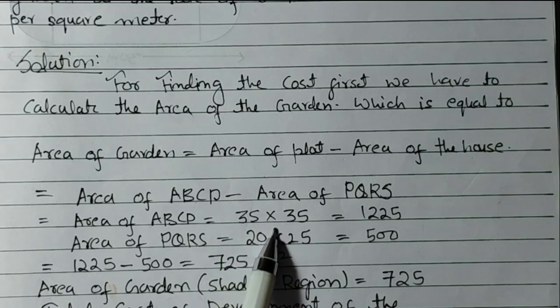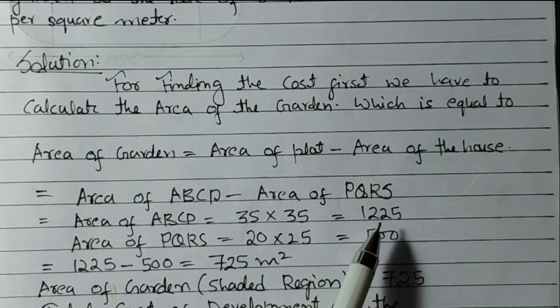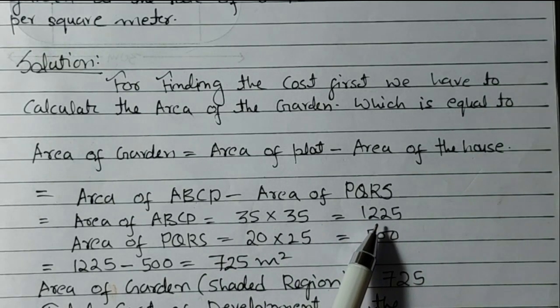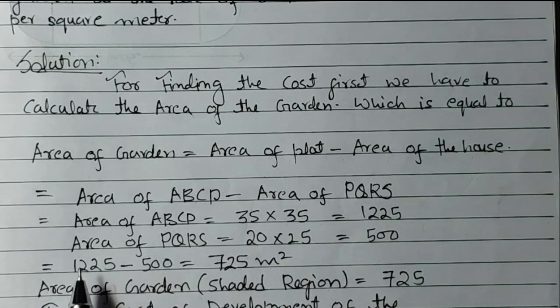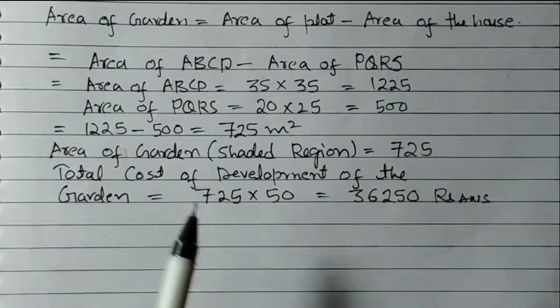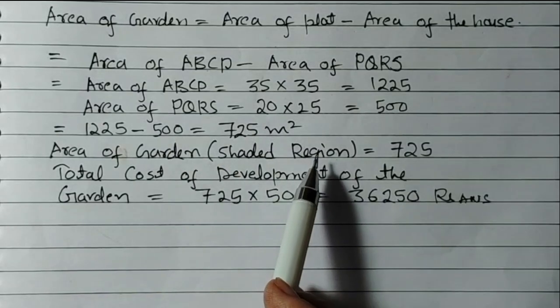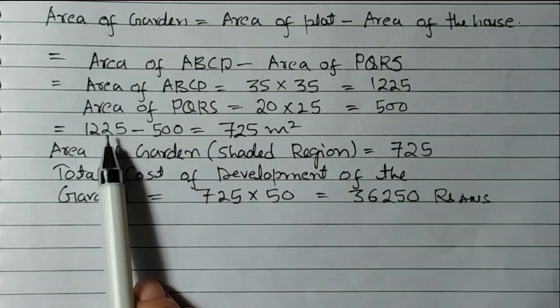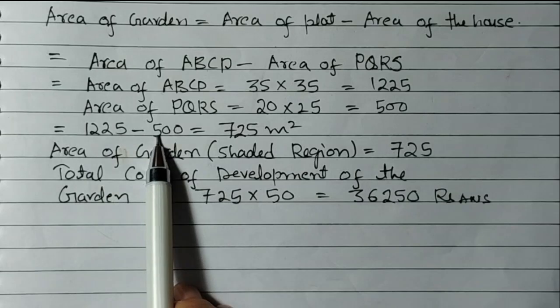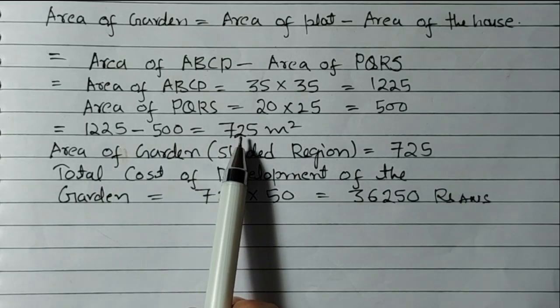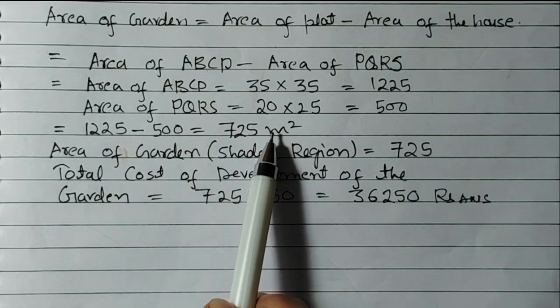Area of ABCD is 35 meter into 35 meter, which is equal to 1225. And area of PQRS, which is the area of house, is equal to 20 into 25 meter. It becomes 500. So now area of the garden region will be equal to 1225 minus 500, which is equal to 725 meters square.